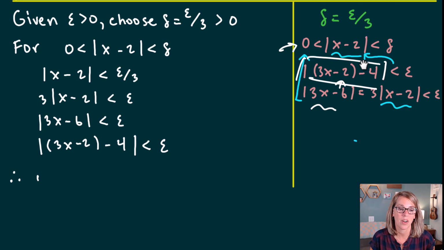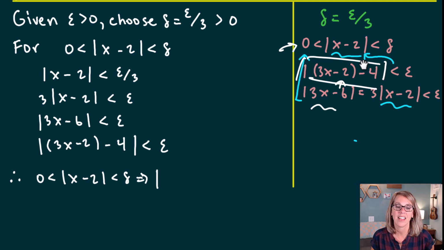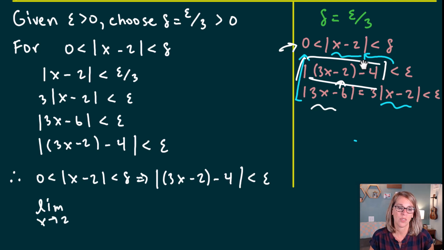So therefore, we were able to take the delta statement, so 0 less than absolute value of x minus 2 less than delta, did in fact lead us to the epsilon statement, so limiting the distance in the y direction as well, less than epsilon. And the limit as x approaches 2 of f of x, 3x minus 2, is in fact equal to 4.